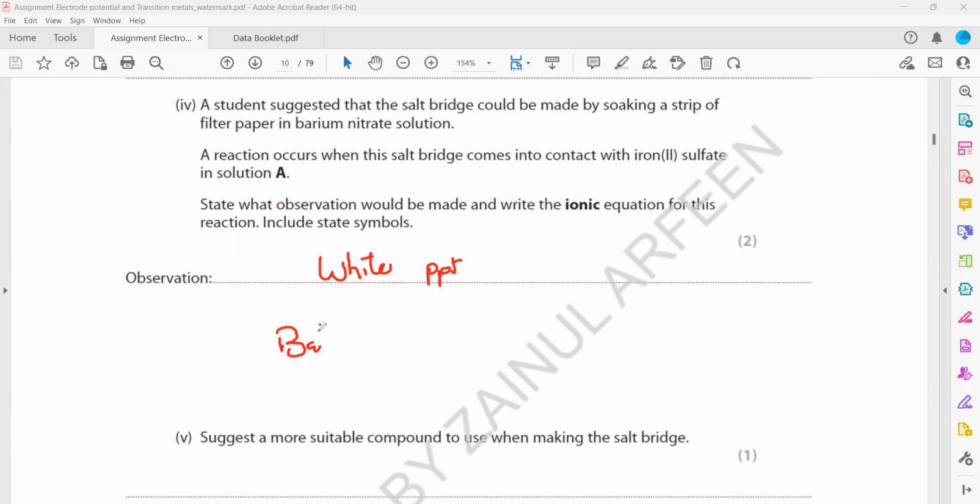So for the ionic equation, the barium ion combines with a sulfate ion, and don't forget to mention the state symbols, it will form barium sulfate. That is solid.